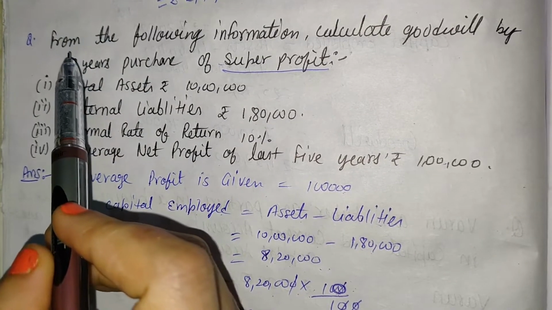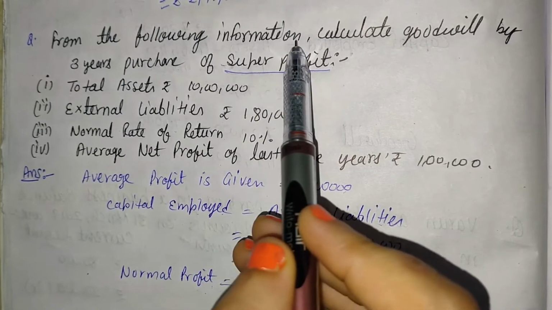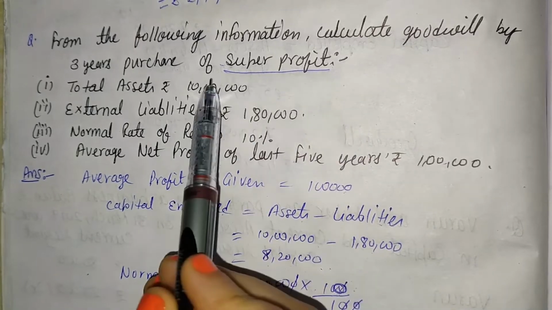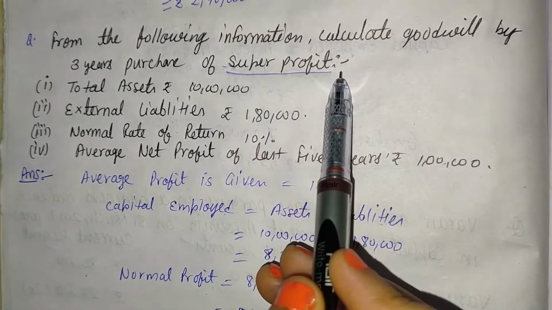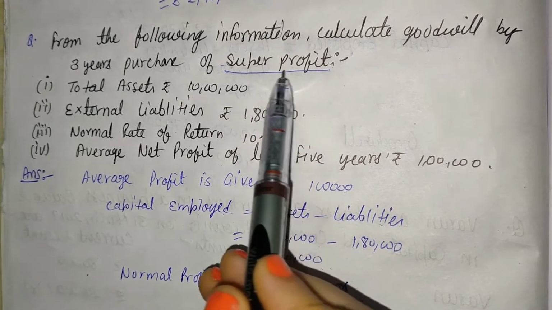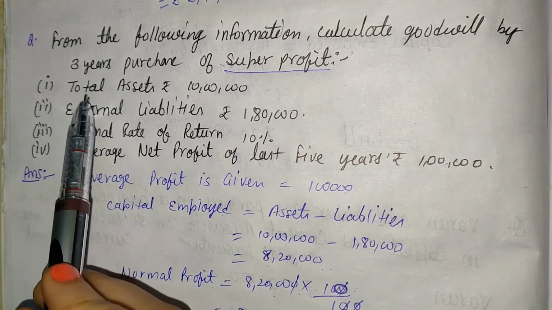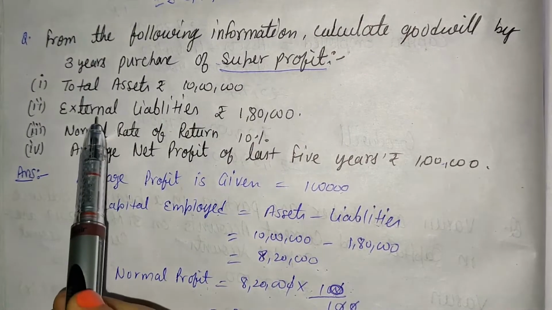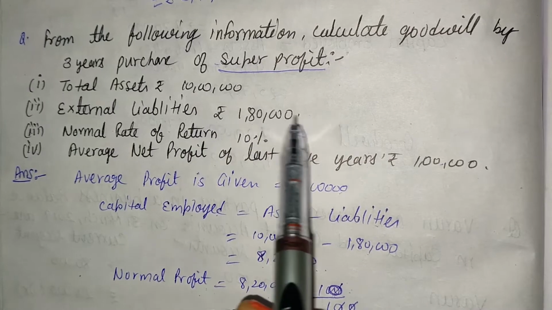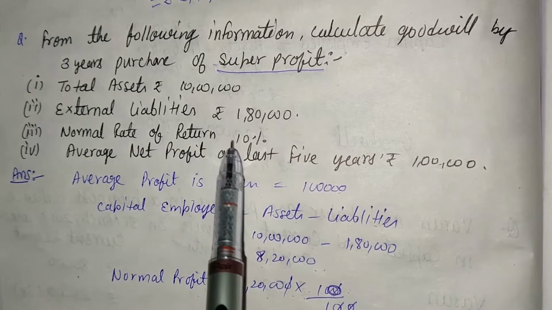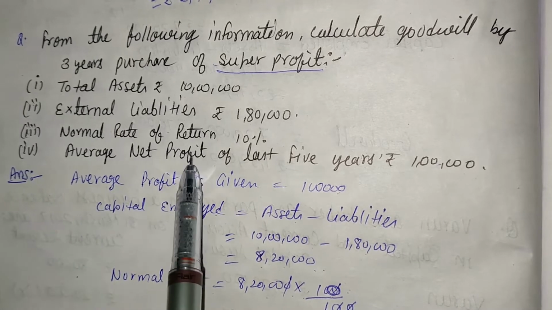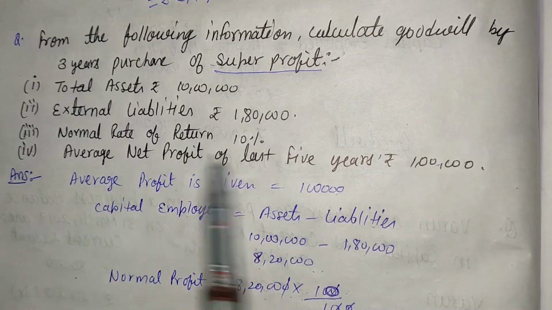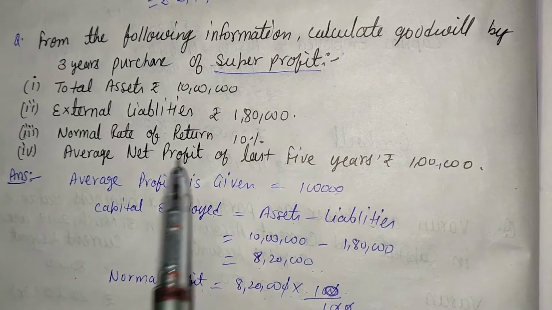Now one more question is, from the following information calculate goodwill by 3 years purchase of super profit. That method is based on super profit. So that is the second method of capitalization method. Here the information is given: total assets of rupees 10 lakh, external liabilities 1,80,000, normal rate of return 10%, and average net profit of last 5 years, that is rupees 1 lakh. That is given in the question.